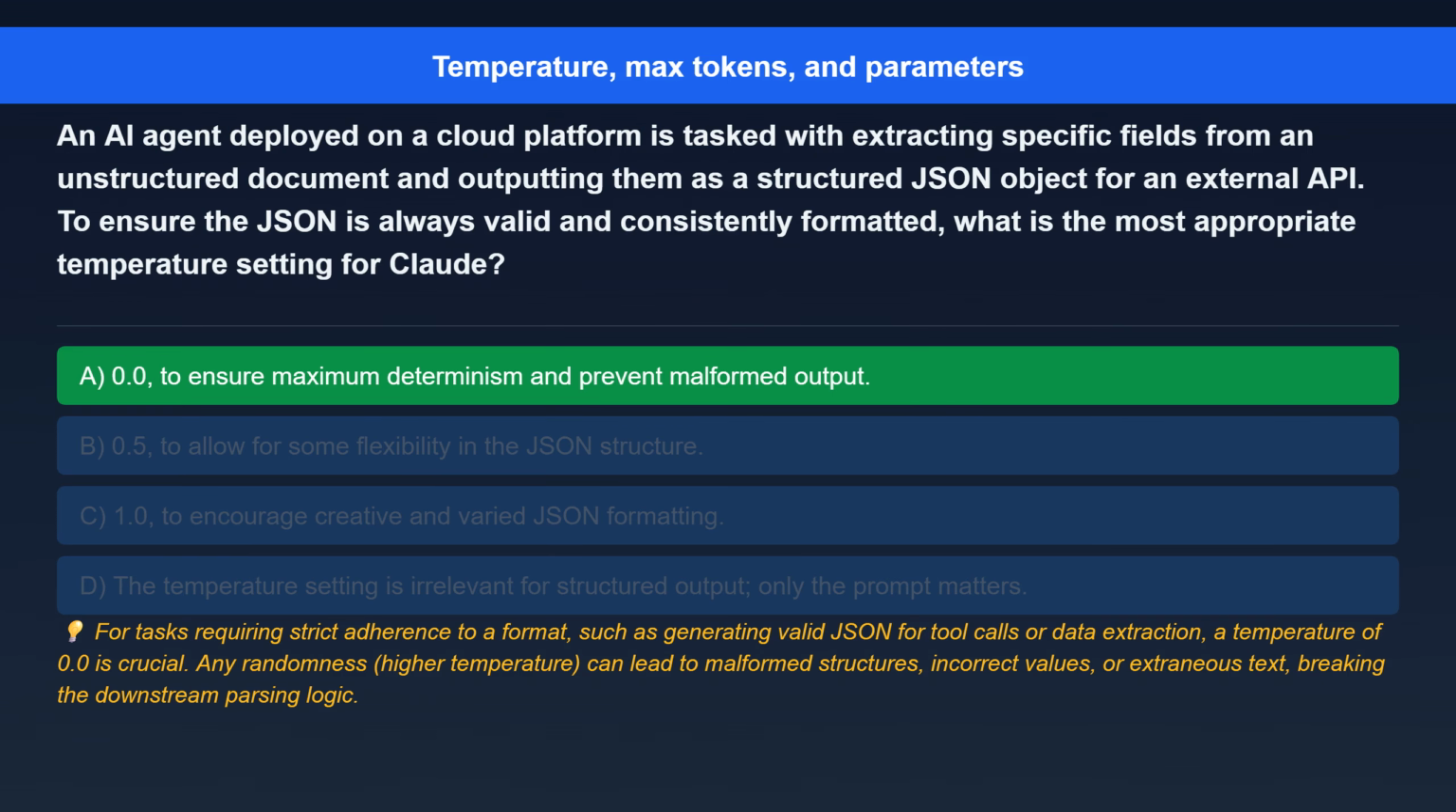The correct answer is 0.0, to ensure maximum determinism and prevent malformed output. Here's the explanation. For tasks requiring strict adherence to a format, such as generating valid JSON for tool calls or data extraction, a temperature of 0.0 is crucial. Any randomness, higher temperature, can lead to malformed structures, incorrect values, or extraneous text, breaking the downstream parsing logic.